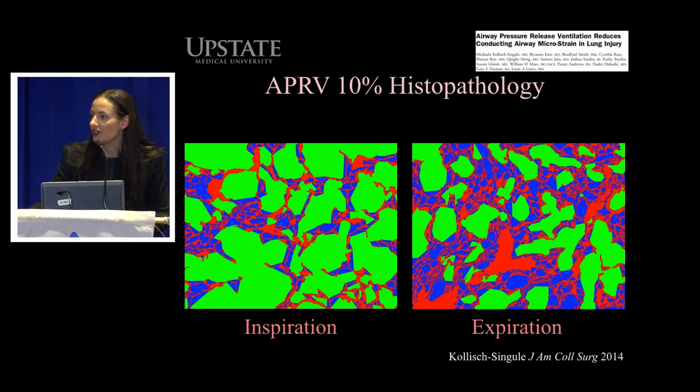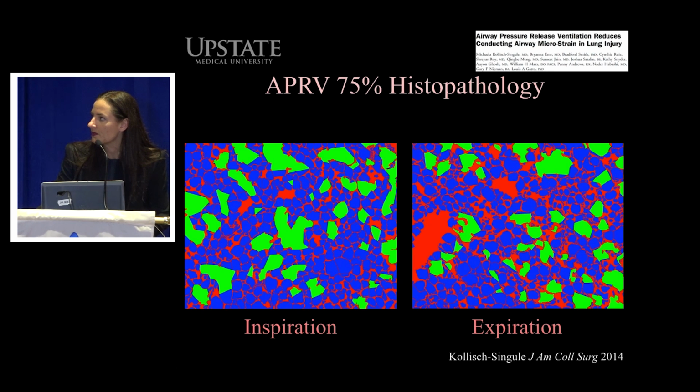Now, if you look at the injured lung, this is APRV set with too long of a T-low, APRV 10%. We see that the conducting airways overwhelm the slide. The alveoli never really have an opportunity to recruit because of our prolonged T-lows, or rather they have too much of an opportunity to de-recruit. And so we see all of this conducting airway, and there's quite a bit of strain you can see between inspiration and expiration, with less conducting airspace occupancy at expiration.